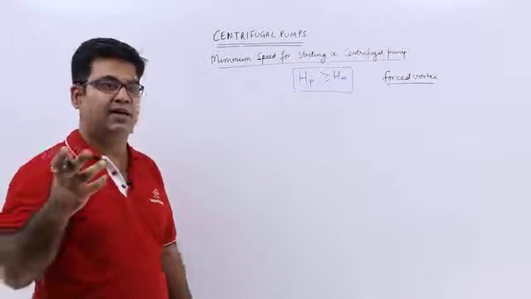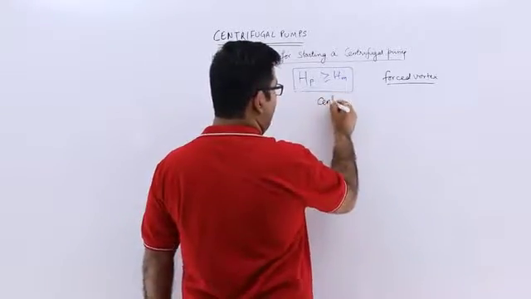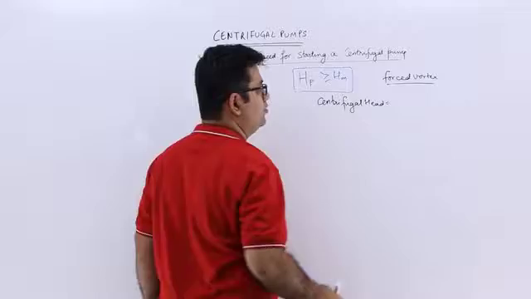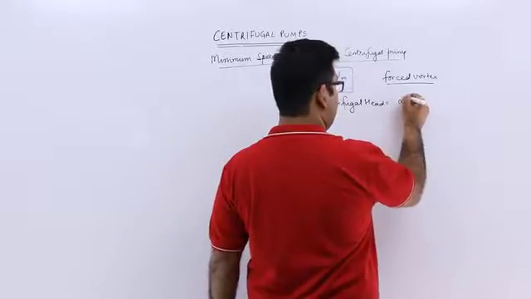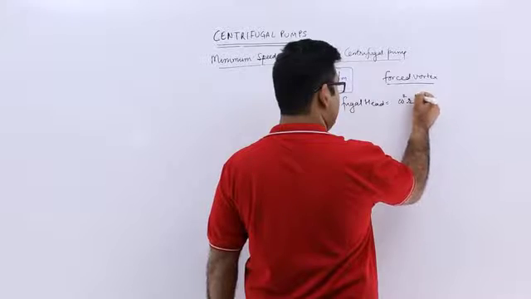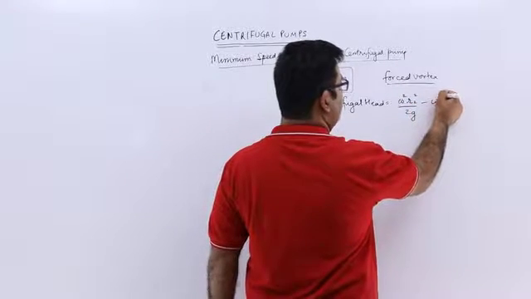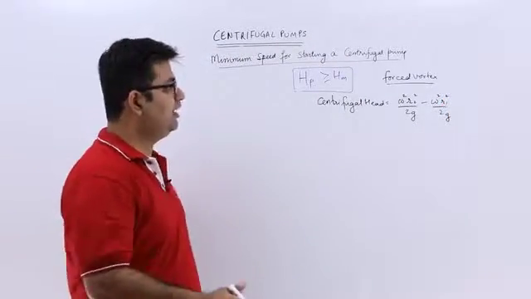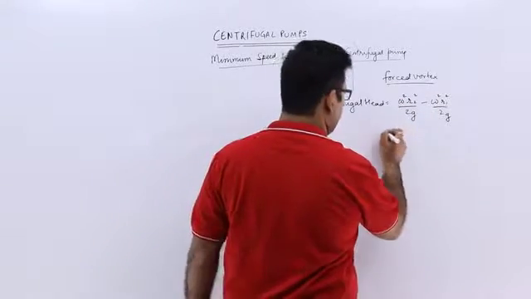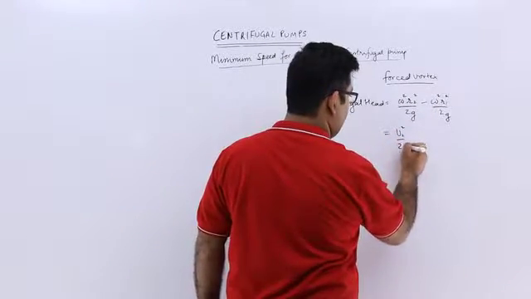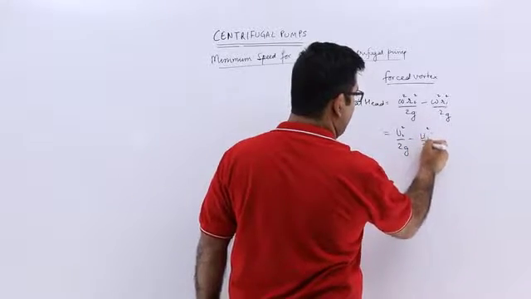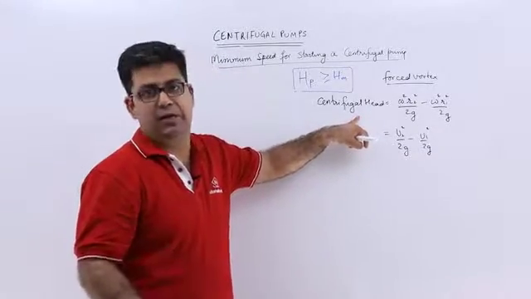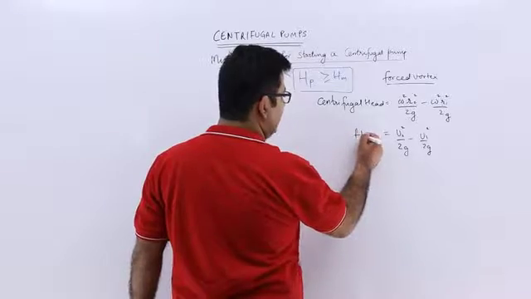Now let us say that the centrifugal head is equal to omega square R2 square by 2g minus omega square R1 square upon 2g. We know that the tangential velocity is omega r, so this becomes u2 square by 2g and this becomes u1 square by 2g. So this centrifugal head is the pressure head rise in the impeller, and it can be denoted as HP.